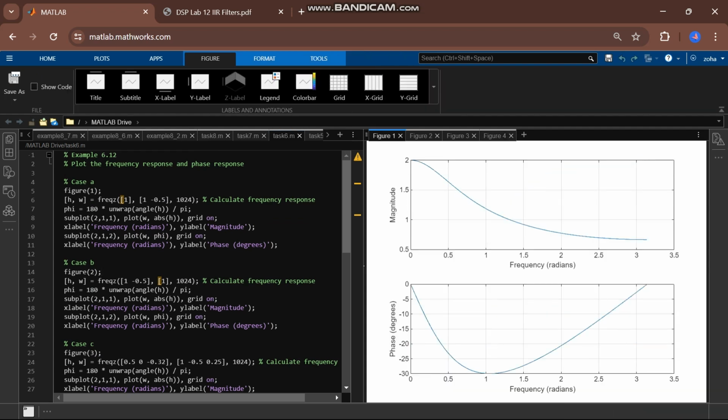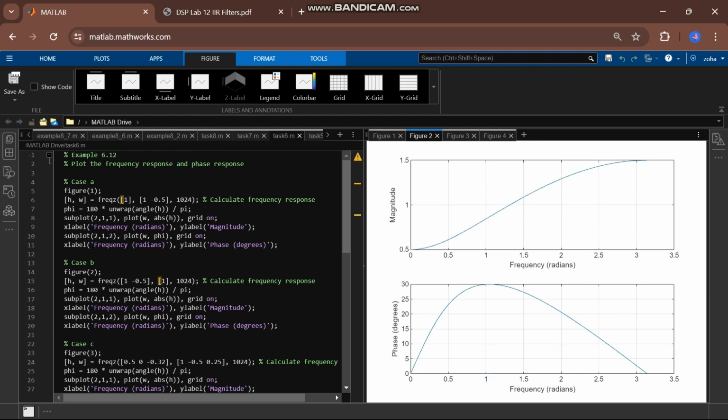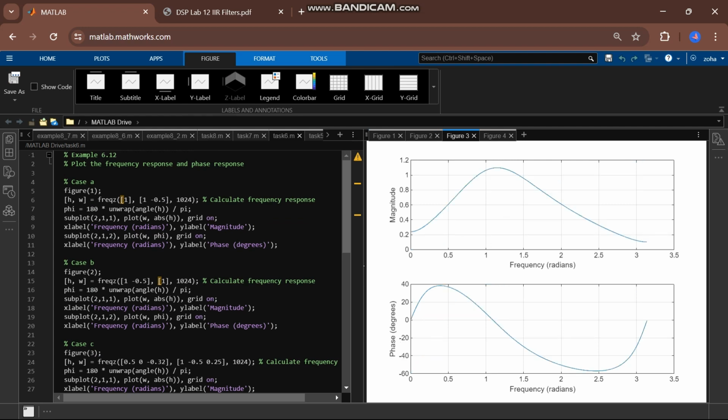For transfer function 1, we can see this is a low pass filter. Transfer function 2 represents a high pass filter. Transfer function 3 represents a band pass filter, and 4 represents a band stop filter or the notch filter.